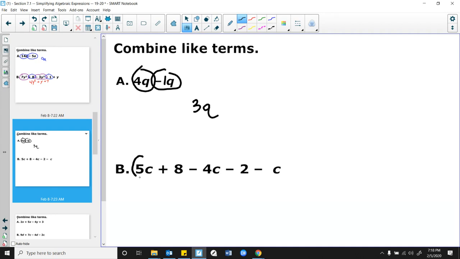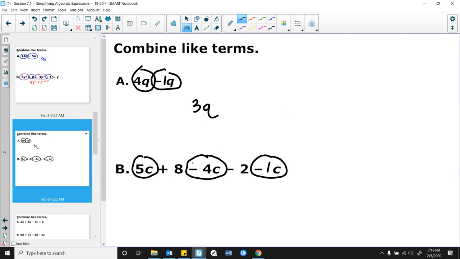Like terms with 5C. Well, I've got 5C. 8 is not a like term with 5C. But I have negative 4C. They have the same variable. So again, I'm going to circle the negative 4C. Okay, and then the other one would be this negative 1 right here. That's a negative 1C. Again, I'm circling that with the sign. Those are all three like terms.